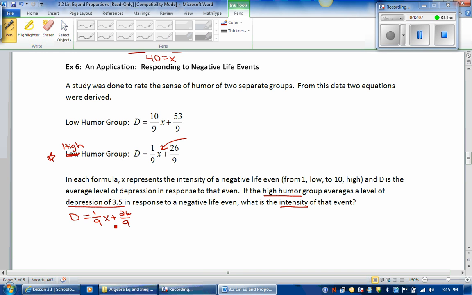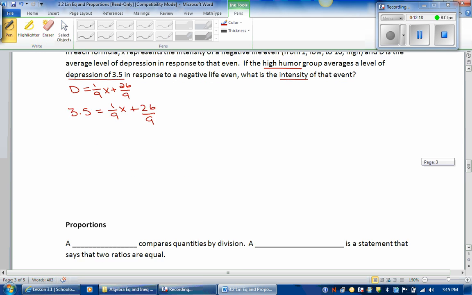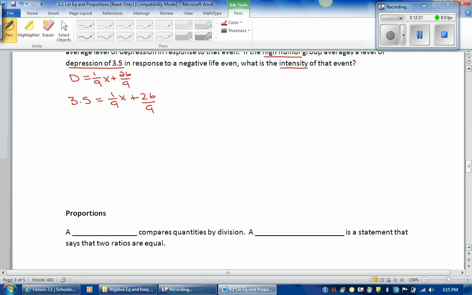Now we know the depression is 3.5. Now we have to solve for x. Okay. So again, if you think about 3.5, I really don't like to have fractions and decimals mixed. So I can rewrite 3.5 as 7 halves. That might make it easier for us. Then it's really easy to find that common denominator, right? You take the 2 numbers, 9 and 2, and you multiply them, you get 18.